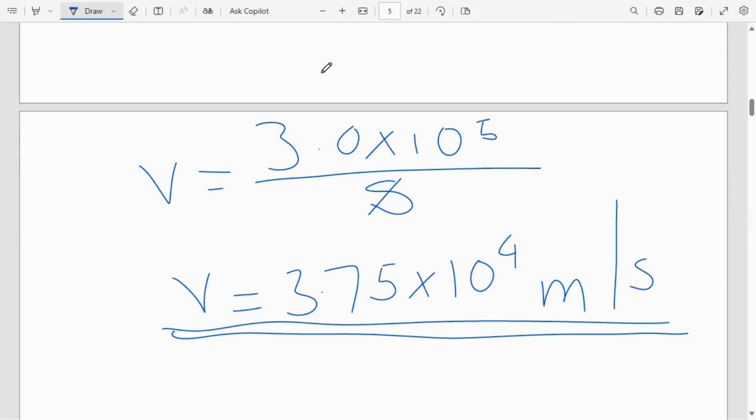Okay, so that was question 2, both part A and part B, and the 2 parts of part B.